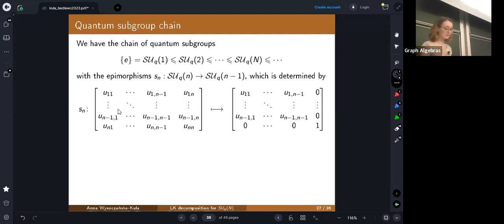So the way the smaller group sits in the bigger one is shown on the fundamental representation. The last row and last column will be sent to 0, except for the diagonal term that will be sent to 1. Yeah, sorry for being so picky, but if these are really algebras, what's the meaning of a single element equal to SUQ1? That's at least contradictory.